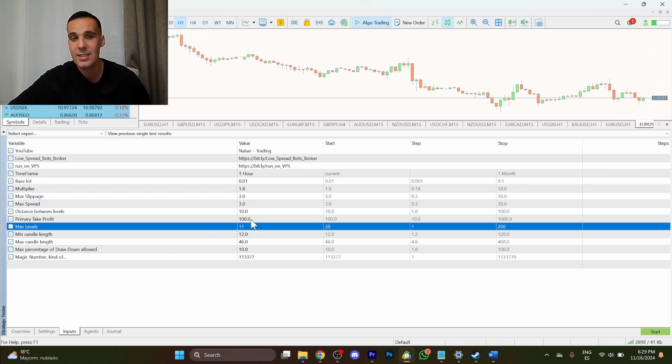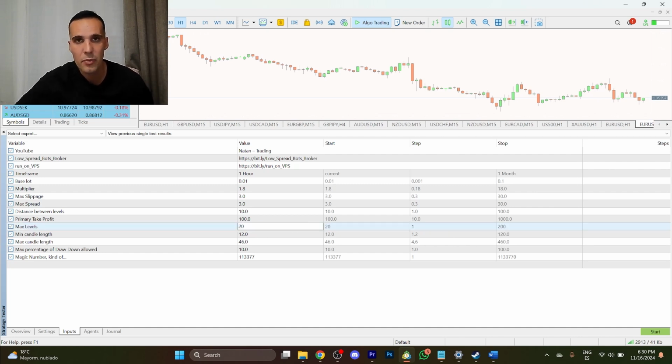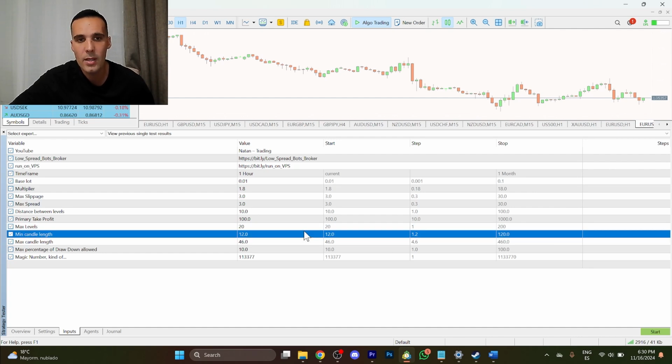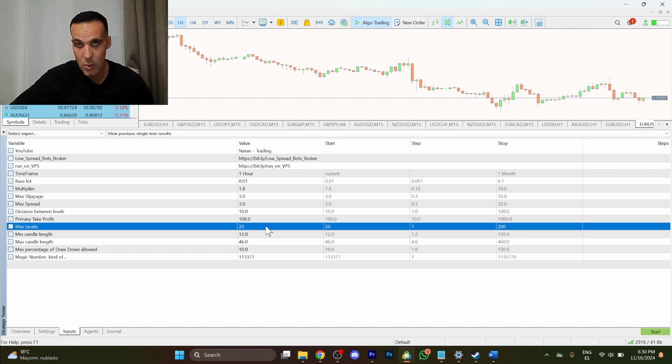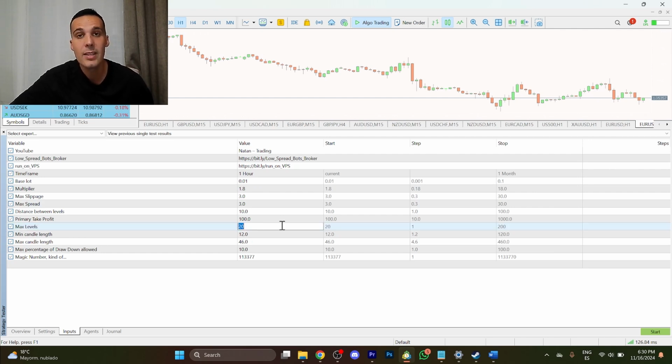That's like 11 trades at the same time, each of them with a higher lot size. So it doesn't matter if you leave it on 20 or 40, unless you have one huge account, there is no way you can hold this many trades open at the same time. So just leave it on 20 if you want to, or if you want to trade with very, very low risk, then you can put this number at 3 or 5, for example.